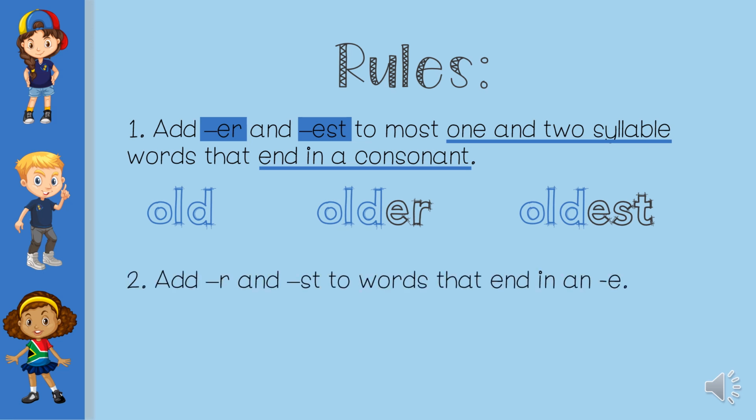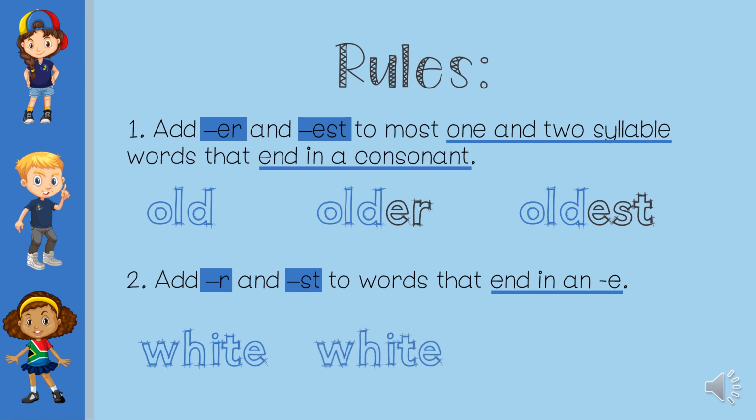Rule number 2. We add R and ST to words that end in an E. White, whiter, whitest.